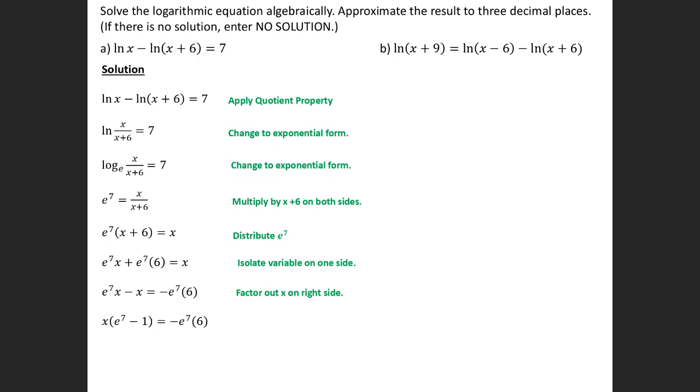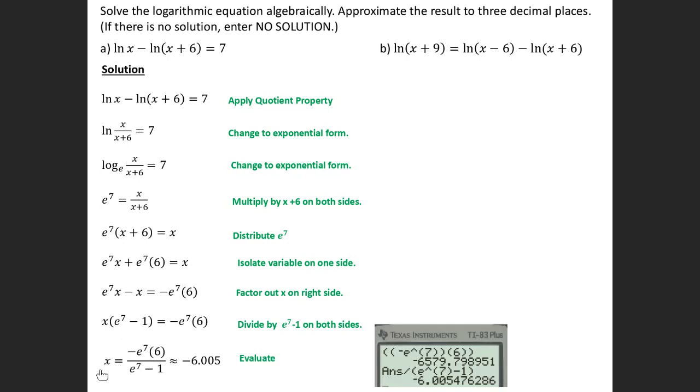If I do that, I'm going to take this x out. So I have e to the 7th, and if I take this x out, I have a negative 1. Now, finally, after all that, I can actually divide by this so that x is by itself. So we're going to divide by e to the 7th minus 1 on both sides. And so I end up with x is equal to negative e to the 7 times 6, divided by e to the 7 minus 1. And here, notice that I put a lot of parentheses.